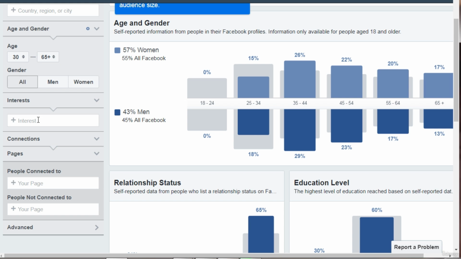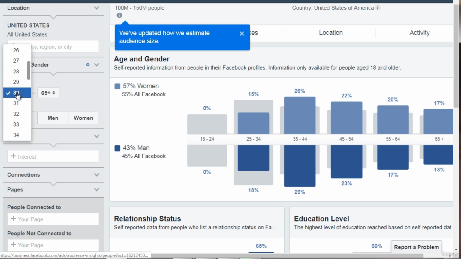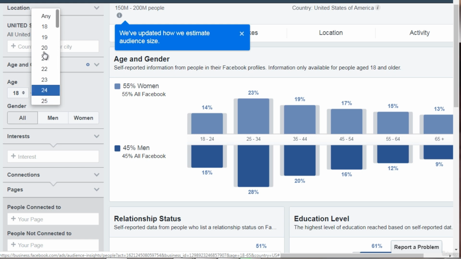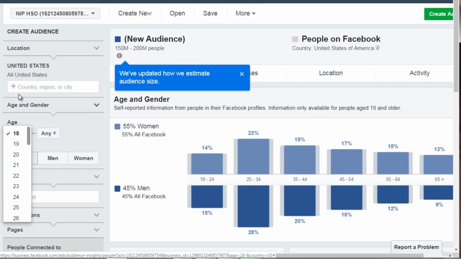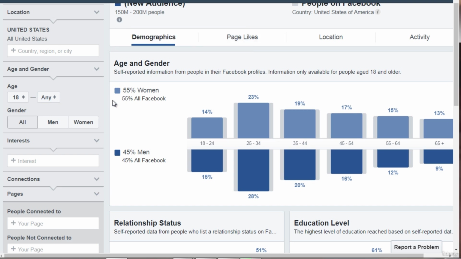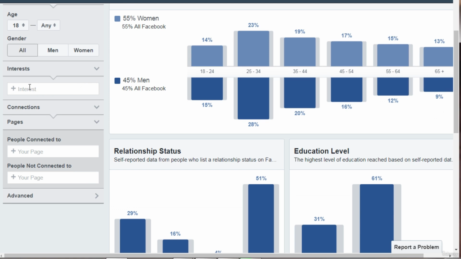And then of course we have interest. Now, what I like to do is I usually like to start with the smallest amount. So 18 to any and all. Because what I want to do is not assume that I know who the demographic is, unless I have had previous sales and a lot of the sales were just male, or a lot of the sales were just female. So bear in mind your niche, you know your niche better. So what I like to start out with is interest.